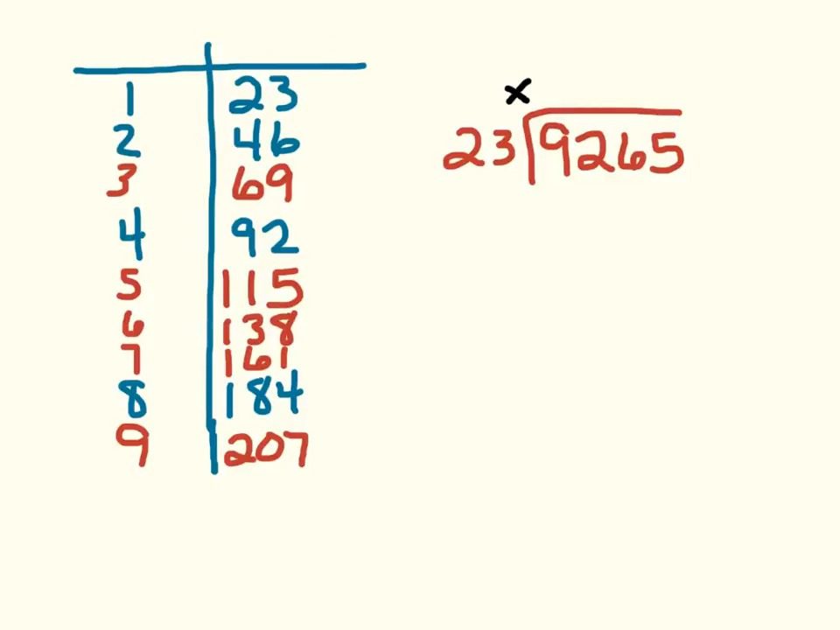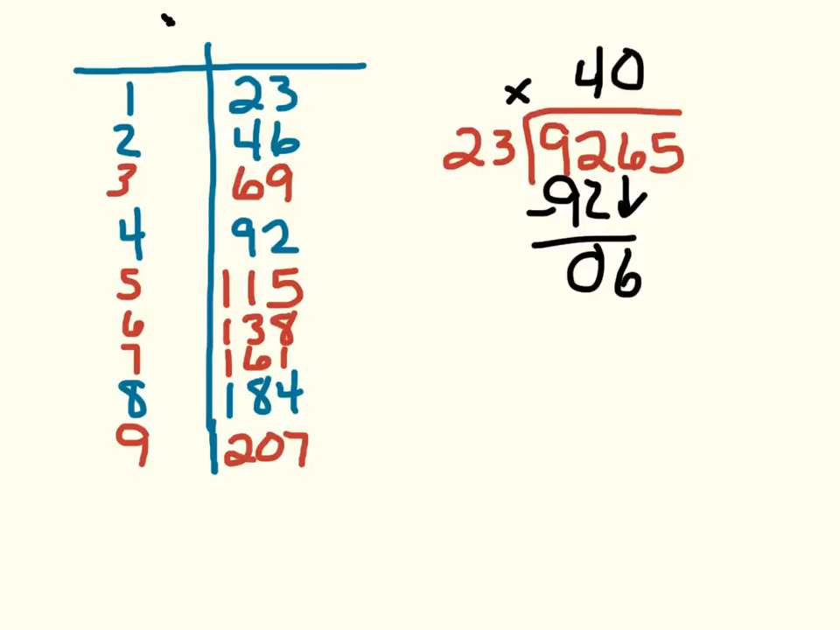Now, using the doubles table, I could do my division over here. 23 times what number gets me close to 92? Well, looking down the list, right there, 4 gives me exactly 92. So, 23 times 4 is 92. I subtract, bring down the 6. 23 times what gets me close to 6? In fact, that would be 0.